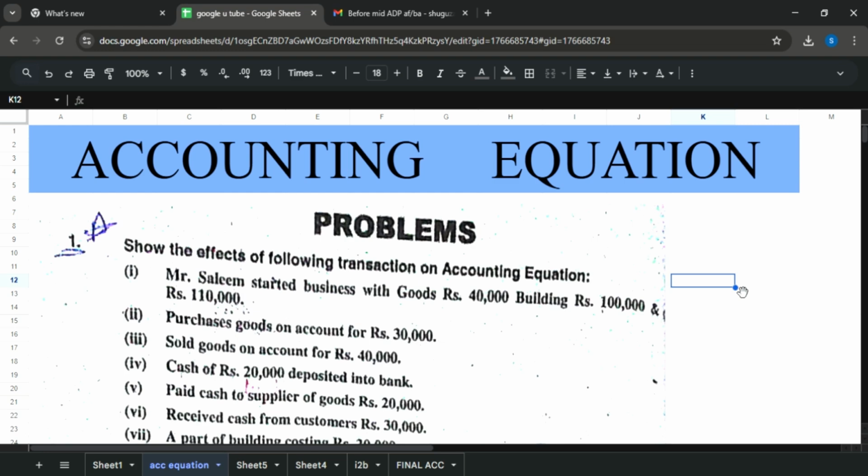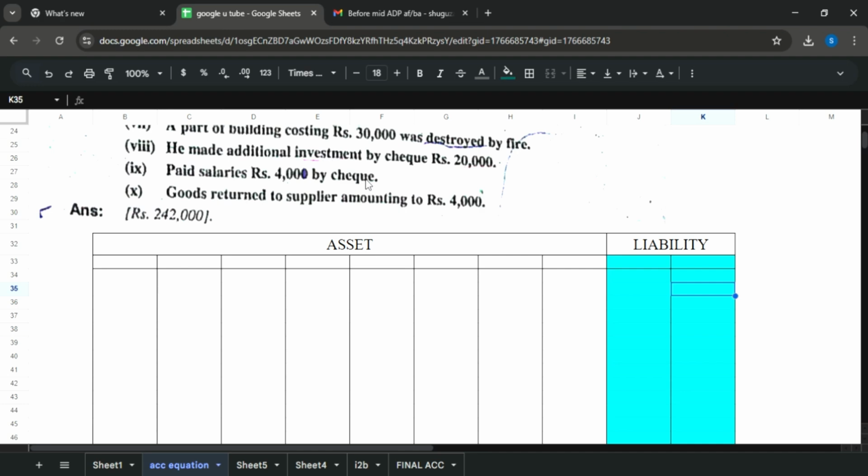Hey guys, hopefully everyone is doing well. Today's target is to understand question number one. The chapter which we are related with is accounting equation. The proforma for this accounting equation has already been created.